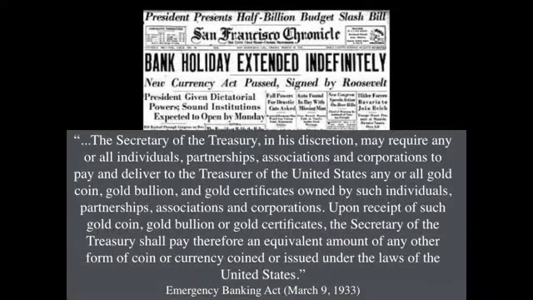However, on March 9, 1933, Congress passed the Emergency Banking Act of 1933. It stated, "The Secretary of the Treasury, in his discretion, may require any or all individuals, partnerships, associations, and corporations to pay and deliver to the Treasurer of the United States any or all gold coin, gold bullion, and gold certificates owned by such individuals, partnerships, associations, and corporations. Upon receipt of such gold coin, gold bullion, or gold certificates, the Secretary of the Treasury shall pay therefor an equivalent amount of any other form of coin or currency coined or issued under the laws of the United States."